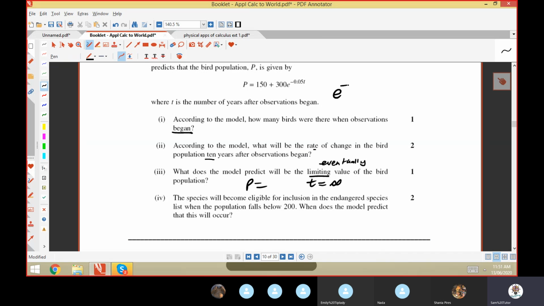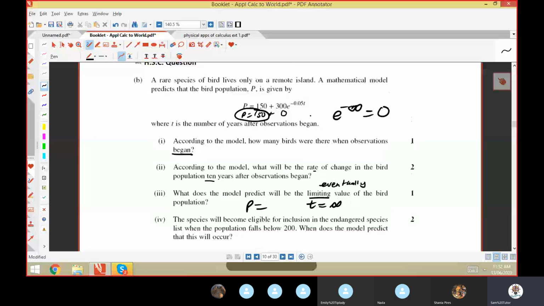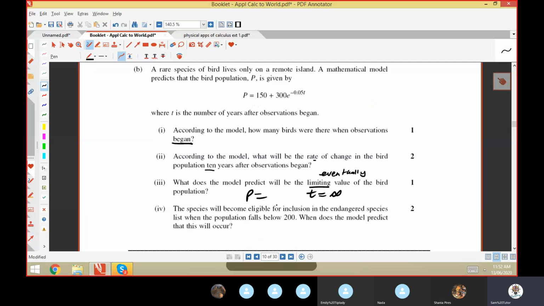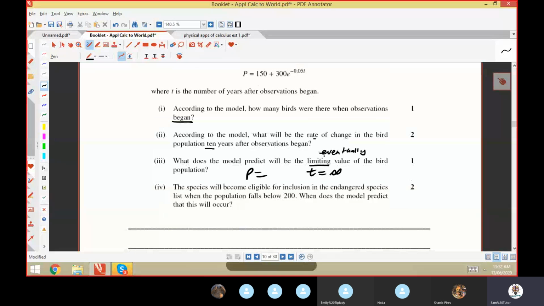What's e to the power of negative infinity? What happens to your exponential as it approaches negative infinity? It approaches 0. So 0 times 300 is 0. The maximum population you're going to have for your birds is 150. That's it. You can't get more than that, according to this model that they've created. So if you ever see limiting value, that just means eventually, like what's the maximum limit? You can't get past that, which is when time approaches infinity.